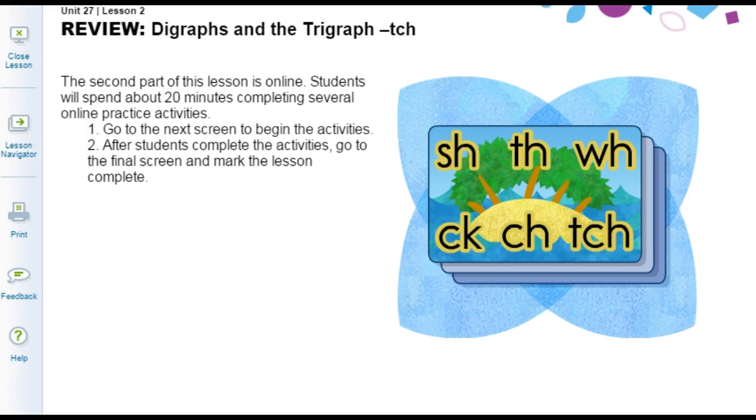When you've completed all of the offline activities, log into the OLS and complete the online review for digraphs and the trigraph TCH. When you finish with all of these activities, be sure to mark the lesson as complete.